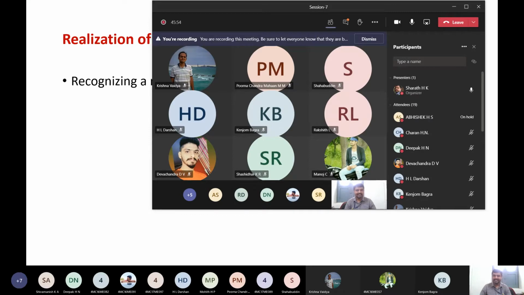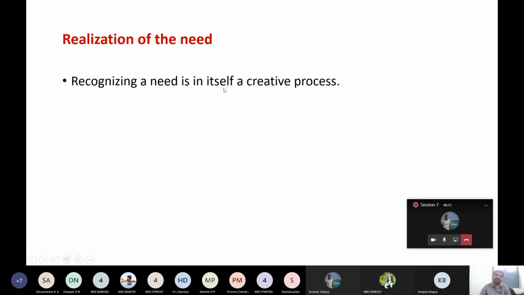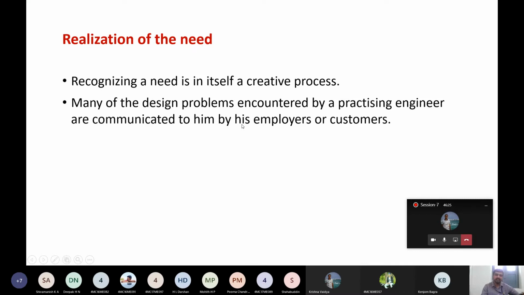And nowadays, writing this algorithm in the most effective way is also a creative process. You have to come up with some logic to predict the interest of people. That's why recognizing a need is also a creative process. You have to think a lot and come up with new ideas. When you have to think and generate new ideas, that is nothing but a creative process. That's why recognizing a need itself is a creative process.